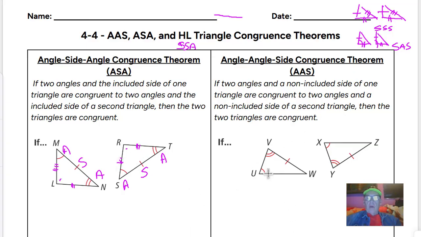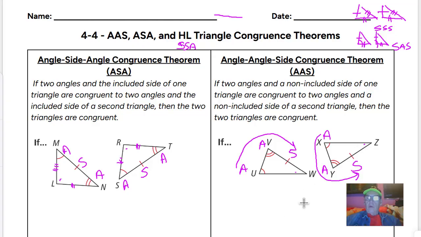The other theorem we have is angle, angle, side. So as if you're going around the triangle, let's see, angle U is congruent to angle X, angle V is congruent to angle Y, and then the next side, VW, is congruent to YZ. So as we go around the triangle, we see angle, angle, side. So an angle, skip a side, an angle, and then the next side is the angle, angle, side pattern. If two triangles are congruent by angle, angle, side, then all 6 parts of those triangles are congruent.